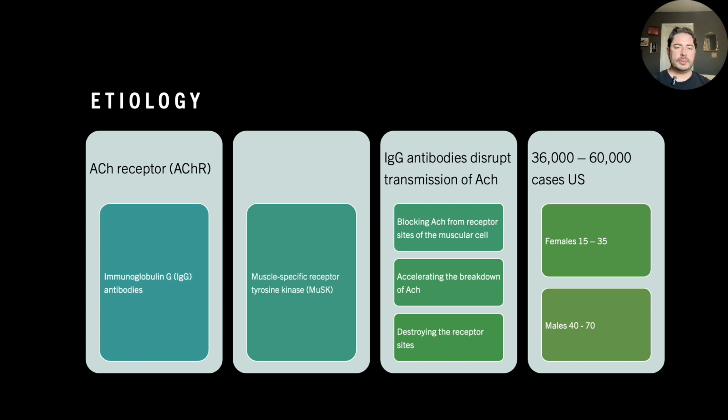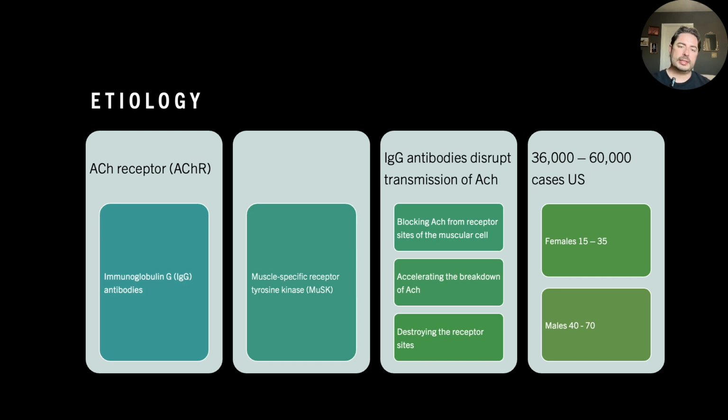When we look at these immunoglobulin antibodies, they really disrupt the transmission of acetylcholine. They are blocking acetylcholine from the receptor site of the muscular cells, so you're blocking the signal for the muscular cell to do what it's supposed to do. What this does is accelerate the breakdown of the acetylcholine, and it's not going to function. When you break down that acetylcholine, it will actually destroy those receptor sites. It's part of a destruction and a deterioration of those receptive signals.